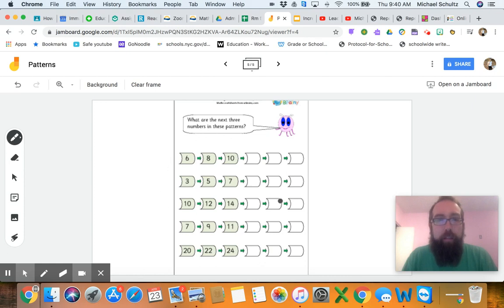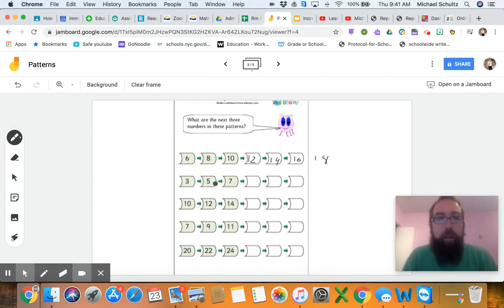So if we look at these number patterns here, and I look at this and go 6, 8, 10, I can notice a pattern in my mind already. I can notice that we started at 6, and that each time we're increasing by 2. So 6, 8, 10, the next one would be 12, 14, 16. And if I were to continue this pattern, it would be 18, 20, etc. So the rule for this one would be start at 6 and increase by 2 every time.